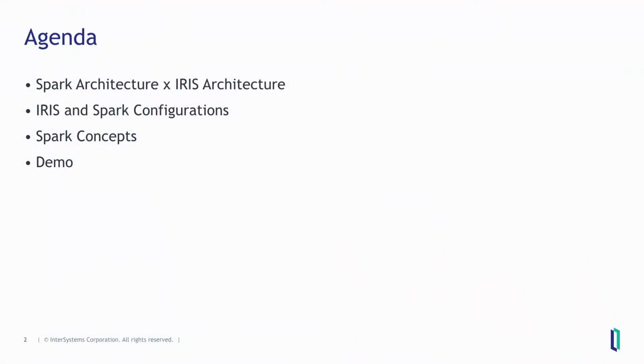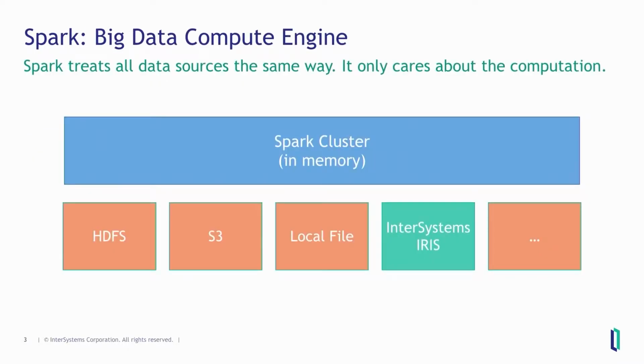We are going to talk a little bit about the Spark architecture and IRIS architecture, how both of them work together, and possible IRIS and Spark configurations, like how we can put Spark to work with IRIS in different configurations. Some basic concepts that will be useful when we start looking into the code, and a demo, a real thing that we're going to poke around.